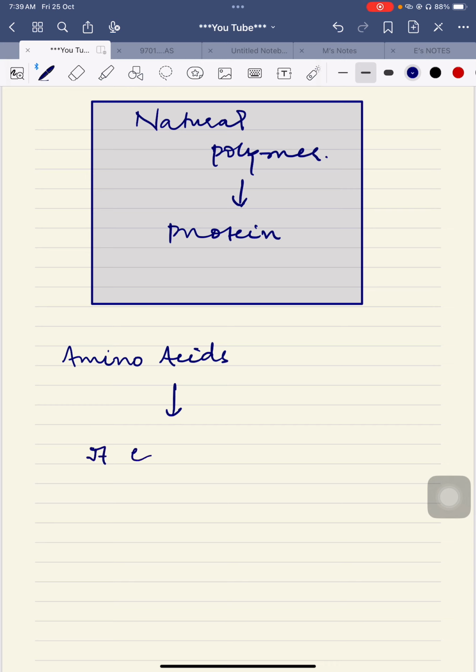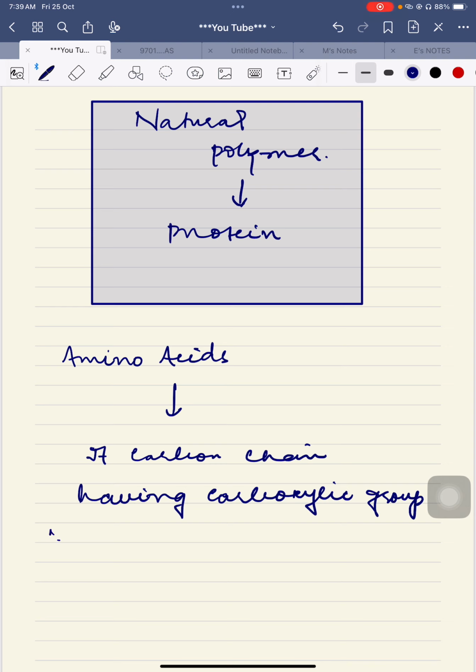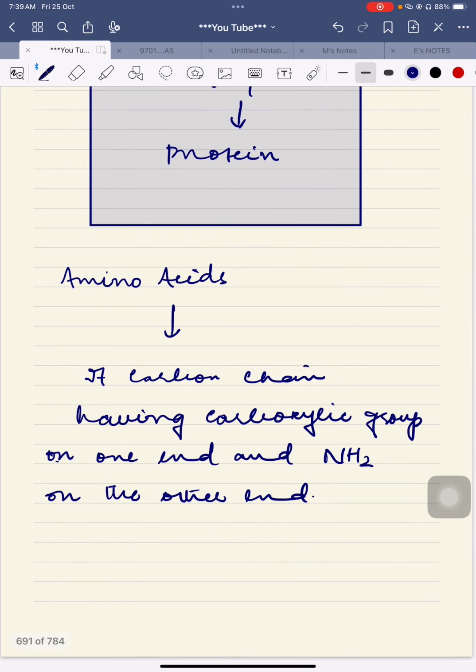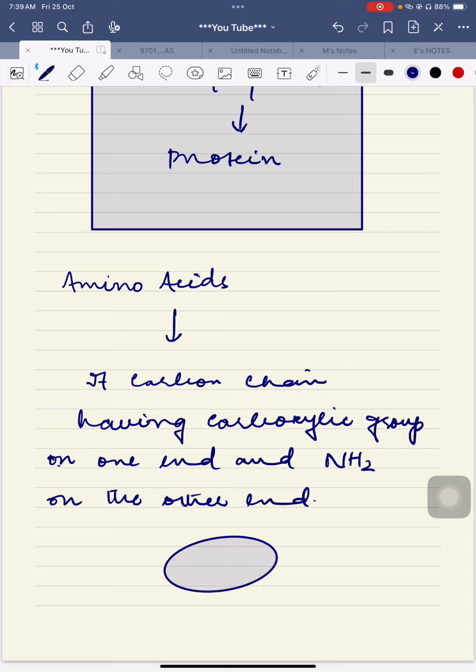You may say a carbon chain having a carboxylic group on one end and an amino group on the other end. You may say that it is like this, okay? So it is a carbon chain, for example, and one side has NH2, whereas the other side has C double bond OOH, okay? So that's called a carboxylic group.